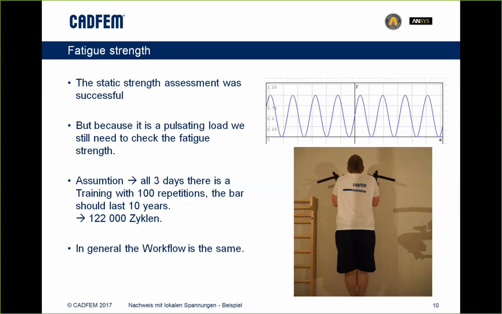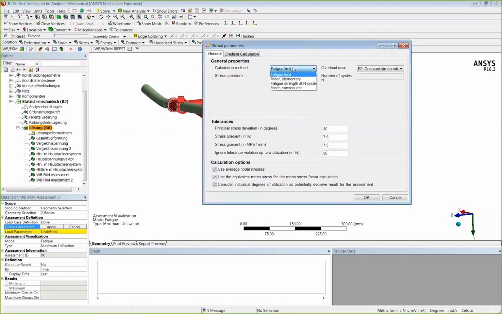What I just did is I said, okay, maybe someone is training really hard, all 3 days for 100 repetitions, and does that for 10 years. When we calculate that, that would only be 122,000 cycles. So not really an endurance limit, which would be 2 million cycles. To be honest, I see that reality is more a reverse of the numbers. It's more all 100 days, 3 repetitions. That's more realistic.